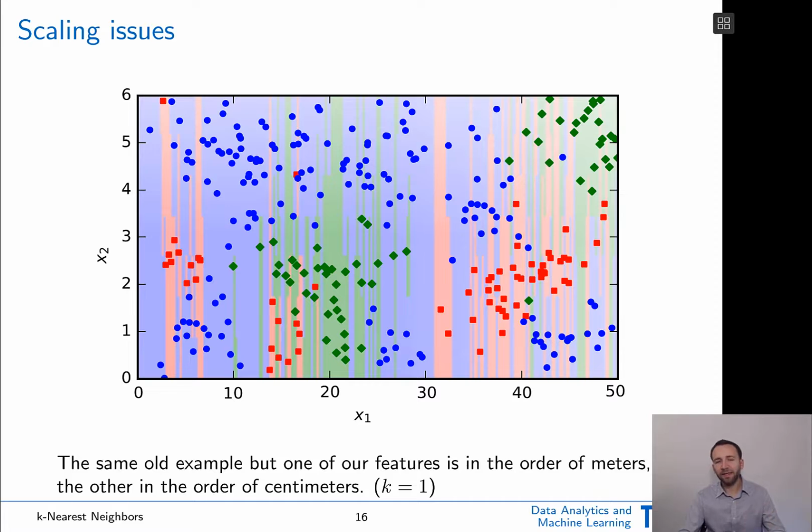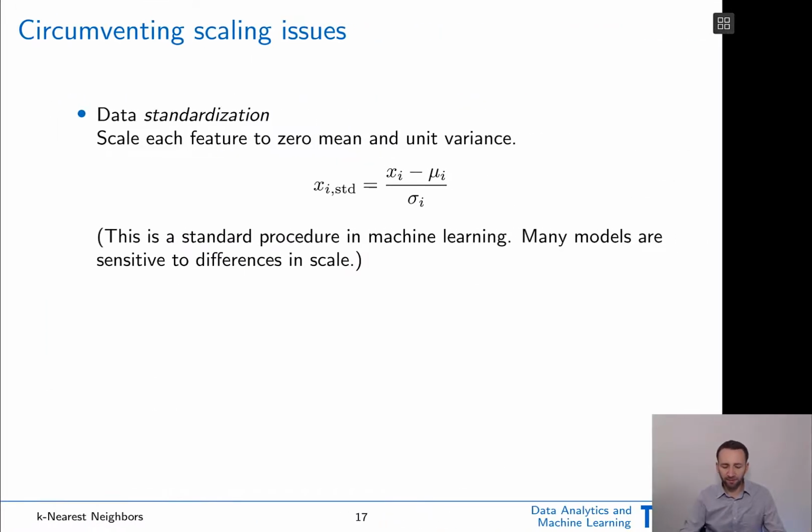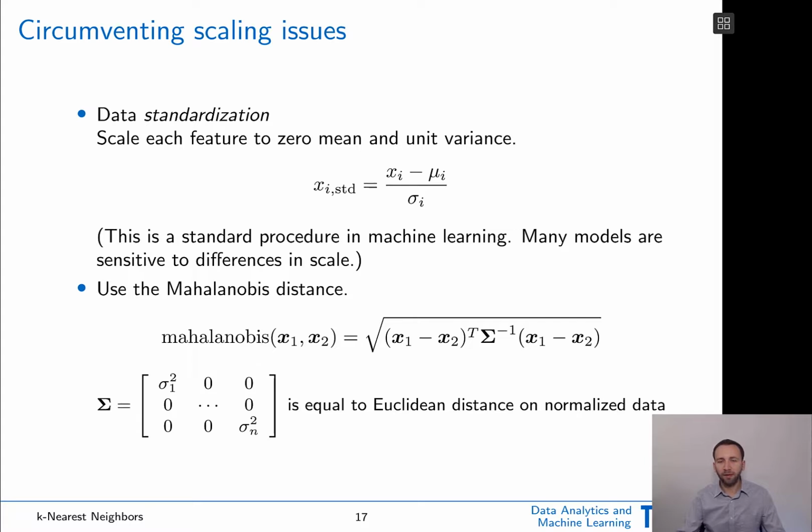So scaling is indeed a big issue of KNN classification methods, because the underlying distance also has this issue. But it's not just an issue of KNN classification. In general, these different scales of features are something you have to take into account when applying machine learning models. And one solution to this is, for example, to do data normalization, data standardization.